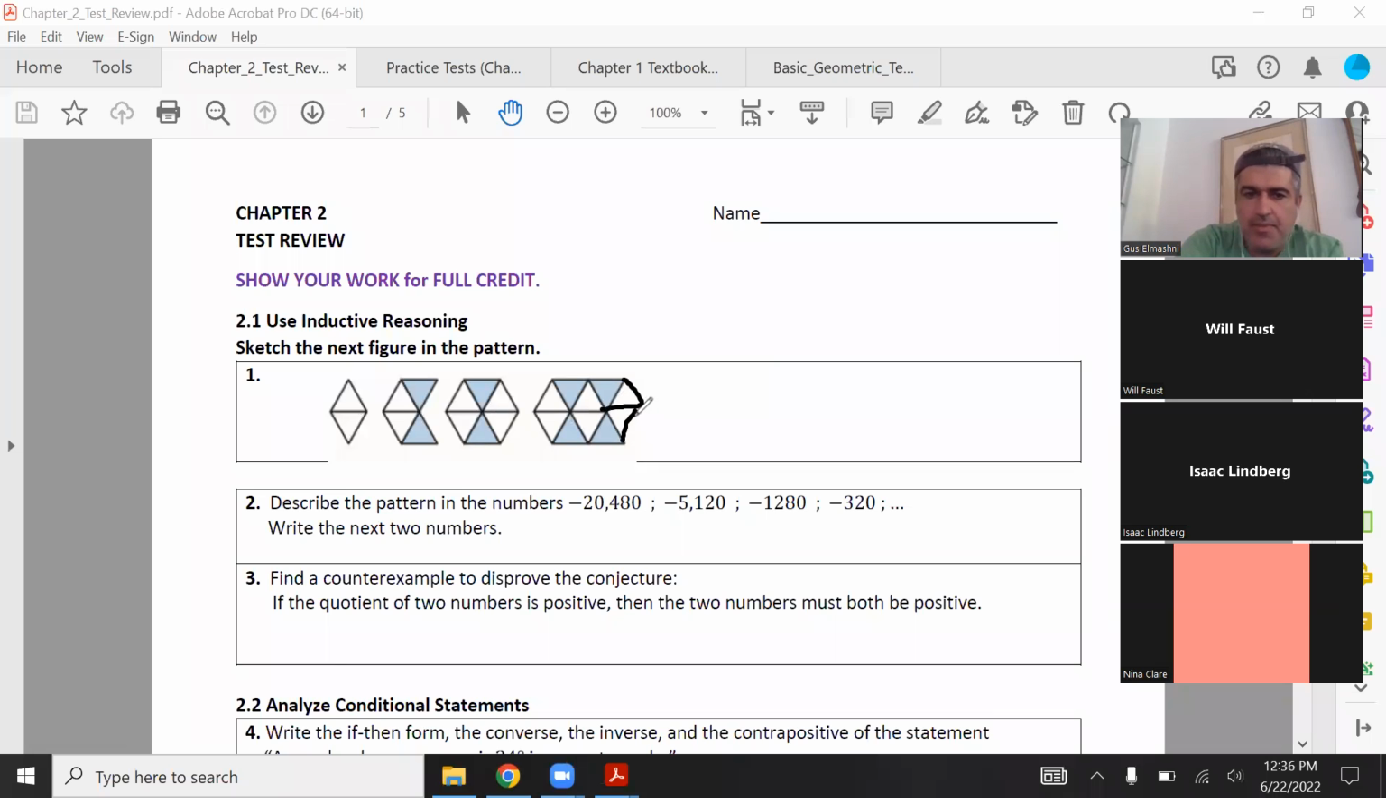That's that. You don't shade it. Here it looks like you're dividing by 4. So it'd be negative 80. That's all. And then negative 20. Find a characteristic to disprove the conjecture. If the quotient of 2 numbers is positive, the 2 numbers, no, they can both be negative. That's a possibility, right? There's a counterexample.